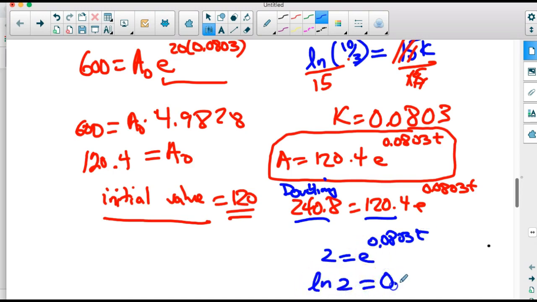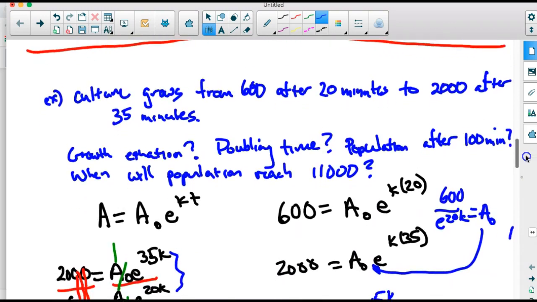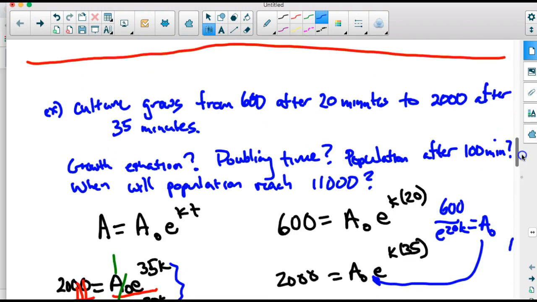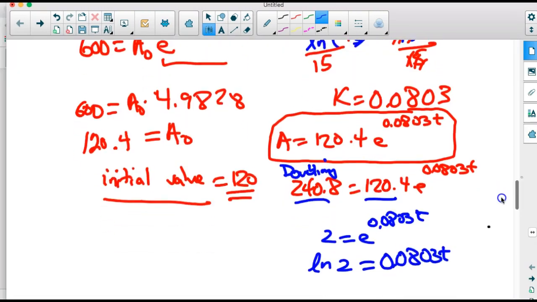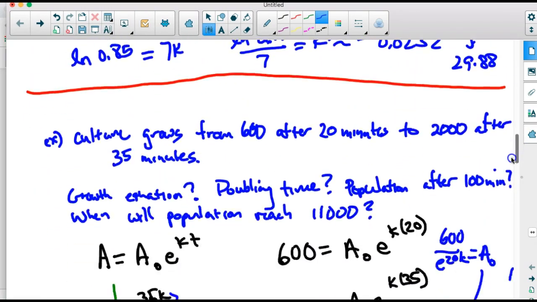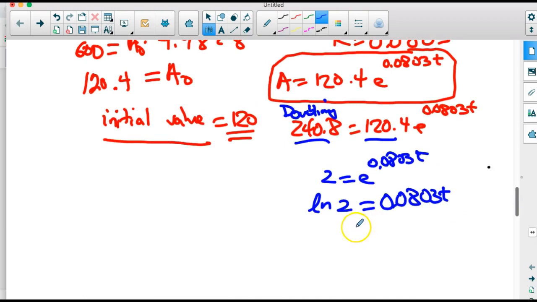That's going to get rid of this and just give me the exponent, and I divide those two numbers, and I get 8.6. So we're going to say our doubling time is 8.6 minutes. Okay. So our doubling time is 8.63 minutes. 8.63 minutes is our doubling time.